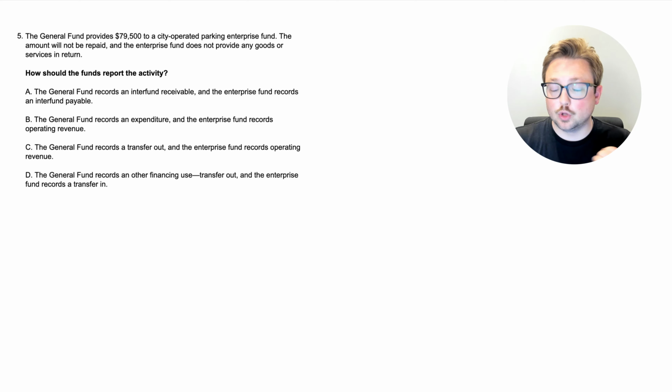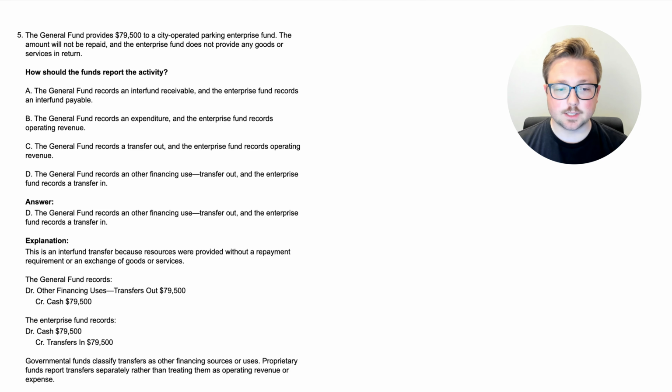Now, again, based on everything we've learned, maybe you could try this on your own. Pause the video, and when you're ready, come back, we'll look at the answer together. Okay, here we are. The answer is D. The general fund records an other financing use transfer out and the enterprise fund records a transfer in. So let's go through this.